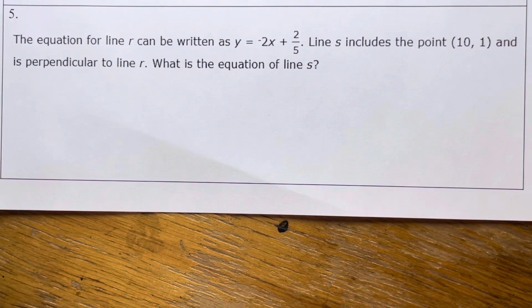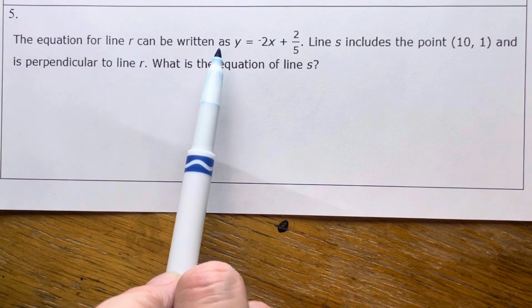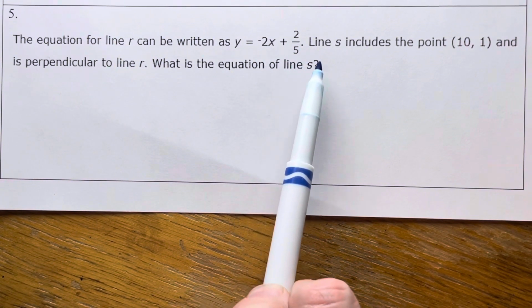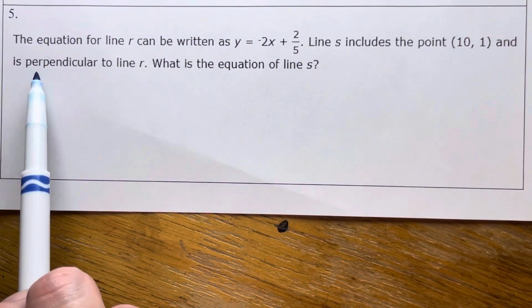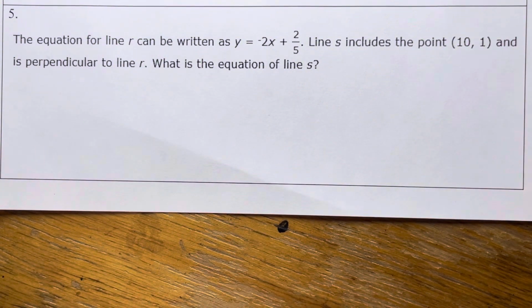For our fifth and final example, the equation for the line R can be written as y equals -2x plus 2/5. Line S includes the point (10, 1), and it is perpendicular to line R. What is the equation of line S? Here we go. Let's get started.